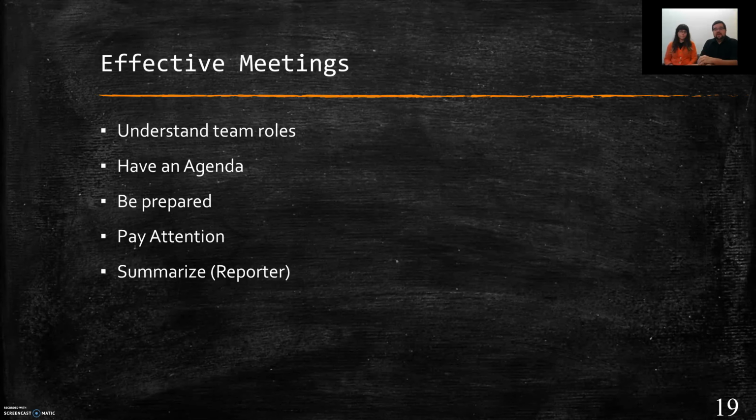First thing is make sure that everyone in the group understands the possible team roles. There's a list of these available in Chapter 9 of your engineering text, but we'll also cover them in a bit. You also need to have an agenda. This should be a written document. You can send it out over email if you'd like. That should go out prior to the meeting.